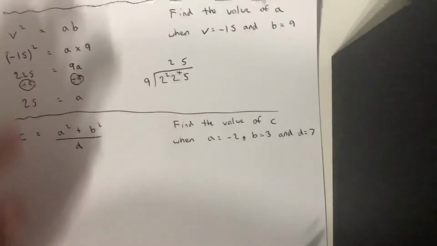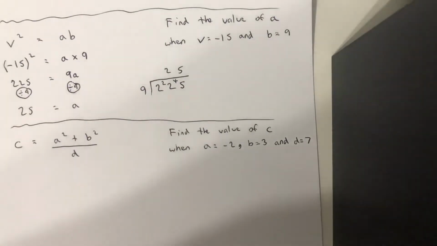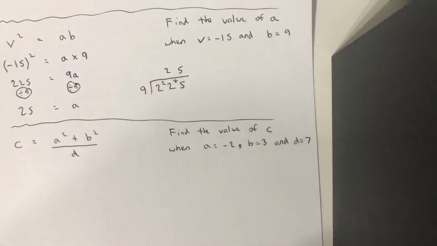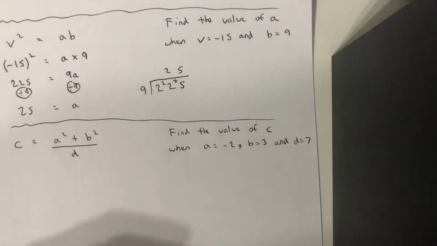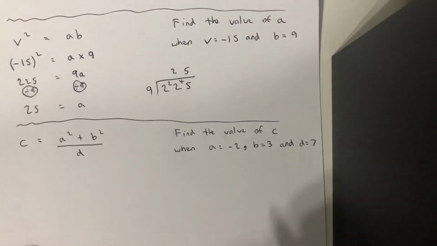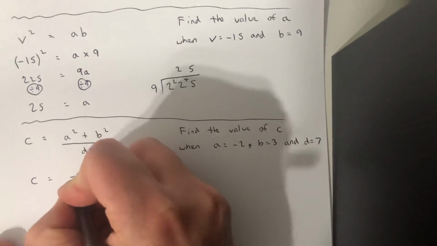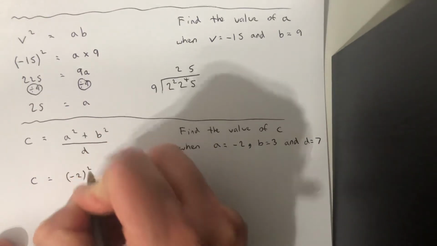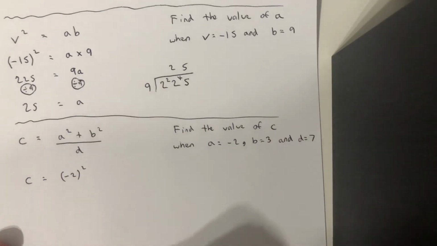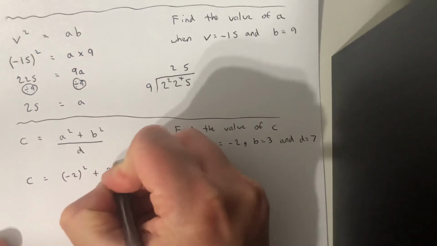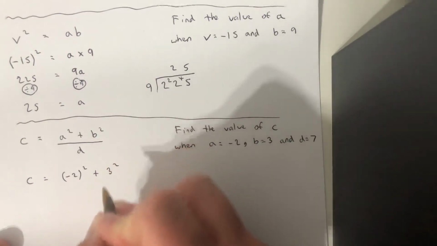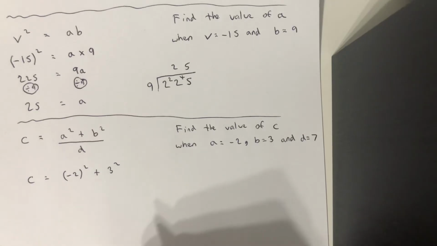And then the last one looks like a beast, but it's actually not that bad. C equals a squared add b squared, all over d. Okay, complicated, but not that bad. So we're going to find out what C is when a is minus 2. So minus 2, this time I won't try and trick you, I'll put it in brackets already, plus b squared, so plus 3 squared. Notice I don't need the brackets for the positive number, because I can't really mistake it.